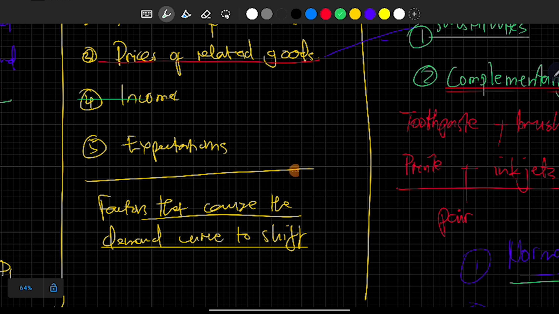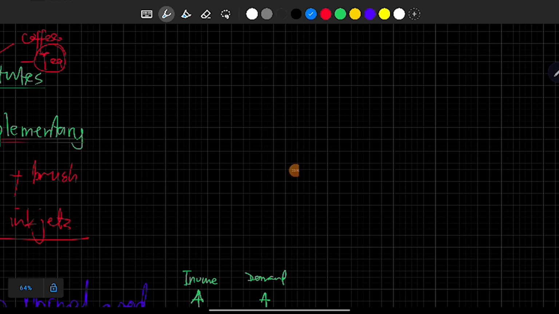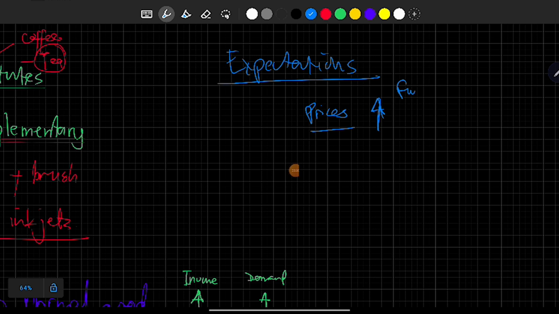And the last factor is consumer expectations. In terms of expectations, this is expectations about the future. What are the expectations of consumers about future market trends and conditions of prices of goods and services in the market? When consumers expect that prices of goods and services will go up in the near future, they will increase their consumption of those goods and services today. So here is today, and consumption goes up.